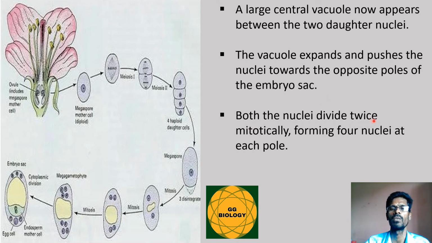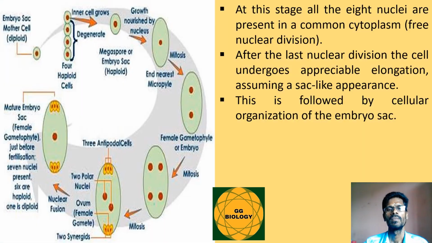Both the nuclei divide twice mitotically, forming 4 nuclei at each pole. Later from the 4 cells it forms the 8 nuclei. So 8 nuclei are commonly present in the cytoplasm. After the last nuclear division, the cell undergoes appreciable elongation, assuming a sac-like appearance. So at the final stage of nuclear division, the embryo sac attains the sac-like appearance. This is followed by the cellular organization of the embryo sac.